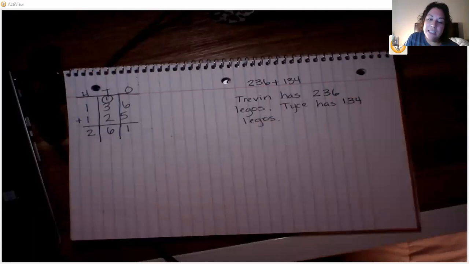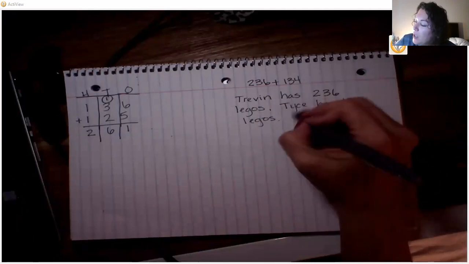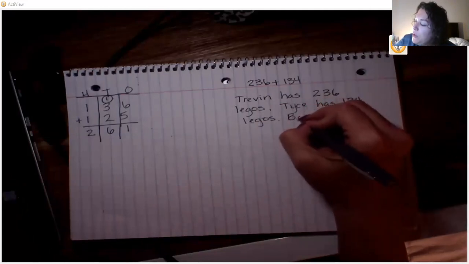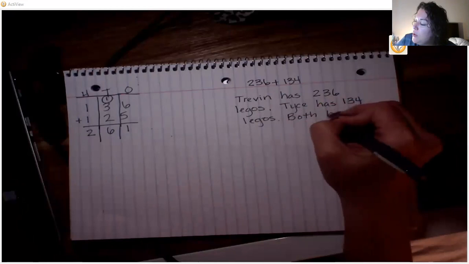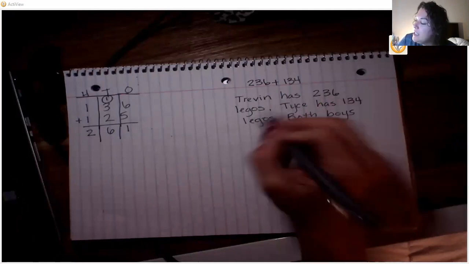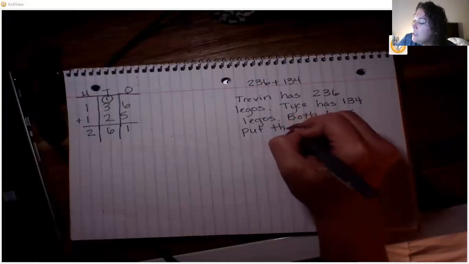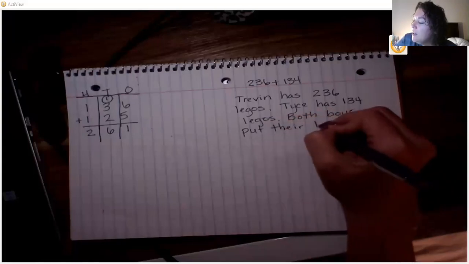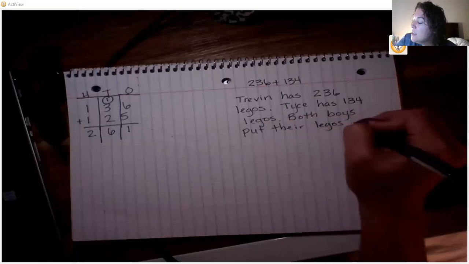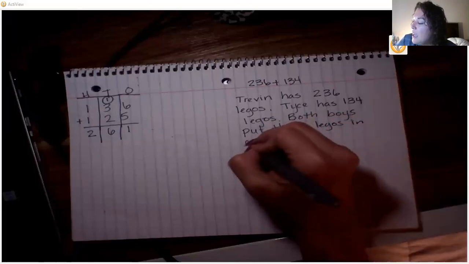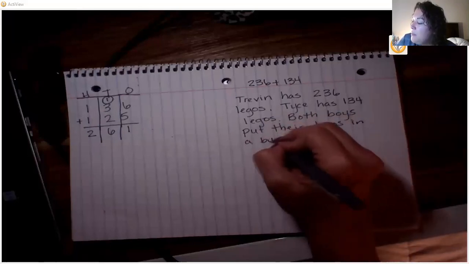I want to come back and double check what my action was. Let's see. I said they're putting them together. I wanted them to put them in a bucket, and I'm going to ask about how much they have. So both boys put their Legos in a bucket.